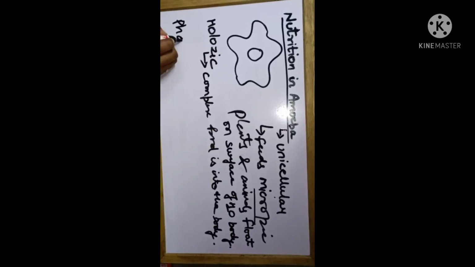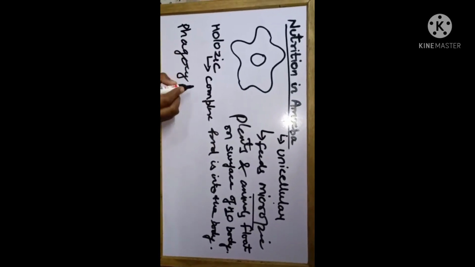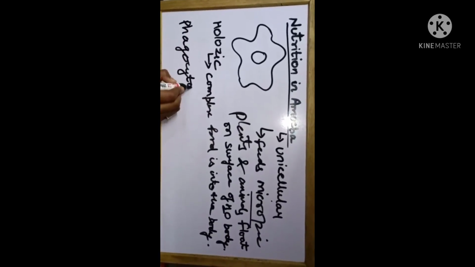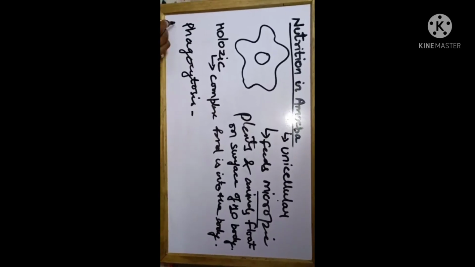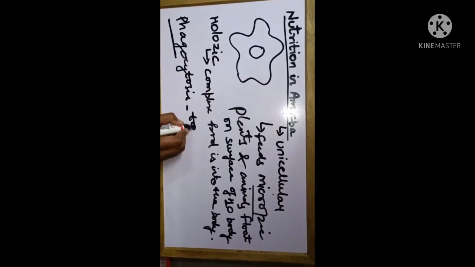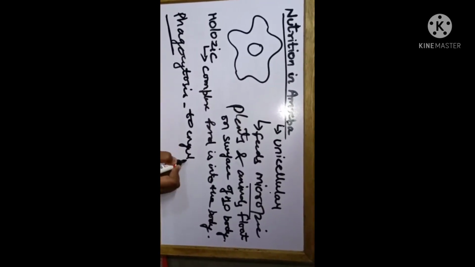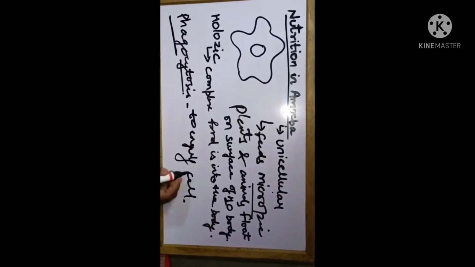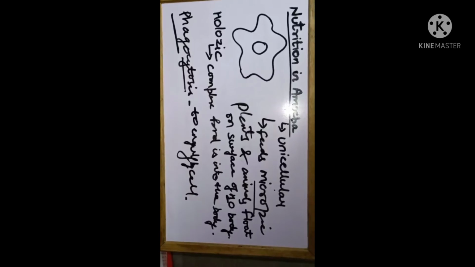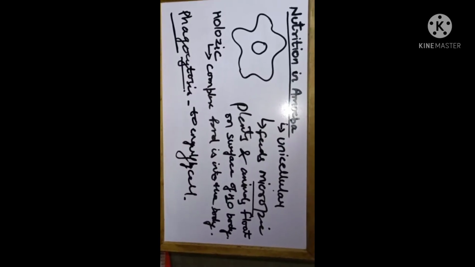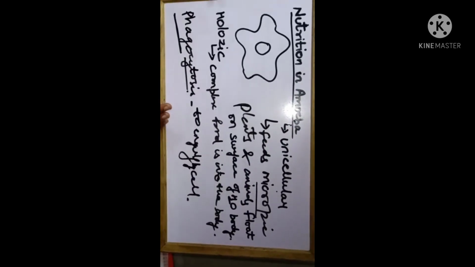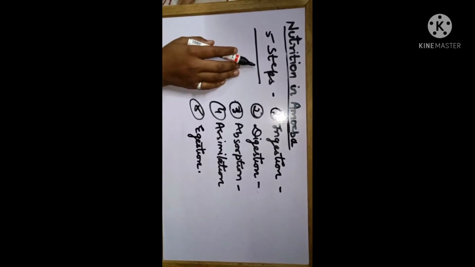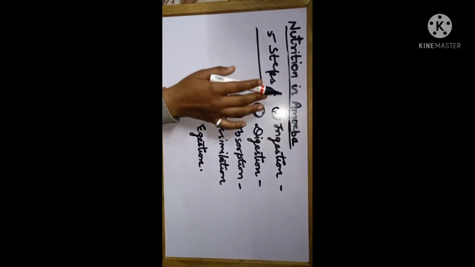The process of nutrition of amoeba is known as phagocytosis. Here the word phago means to engulf and cytosis means cell. That means to engulf by the cell. So the amoeba engulfs the food by the cell. There are 5 steps in the process of nutrition in amoeba.